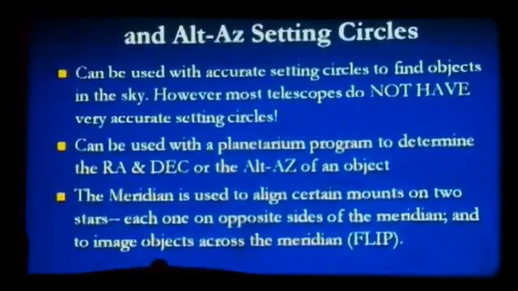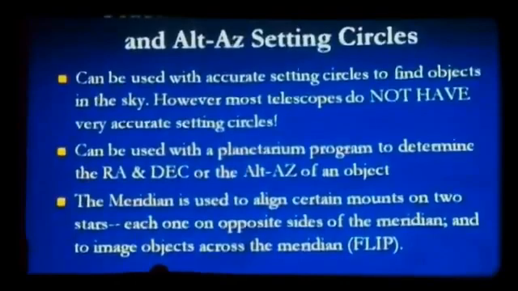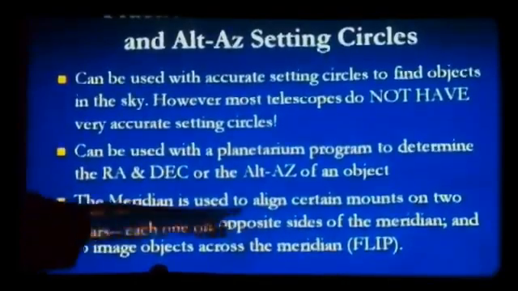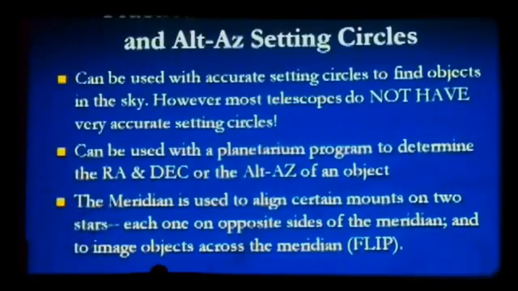Okay. Also, if you've got a computerized telescope, one that automatically finds objects for you, what we call go-to telescopes, and then tracks them in the sky, or even if you have a digital push-to telescope, the meridian is used to align certain mounts on 2 stars, each one on opposite sides of the meridian, and to image objects across the meridian. That's like the flip that we talked about earlier.